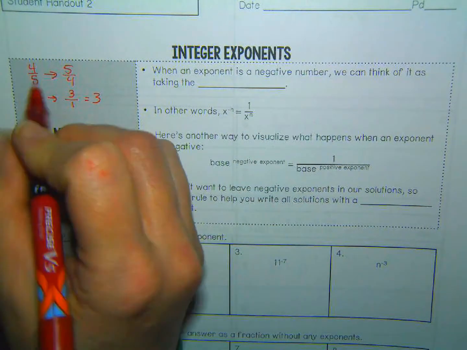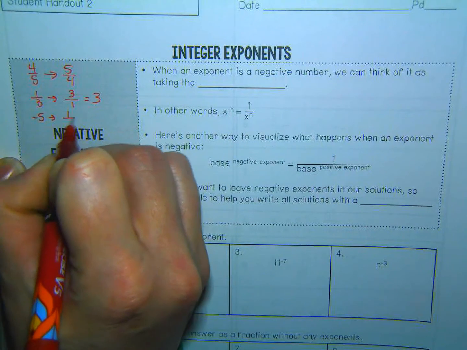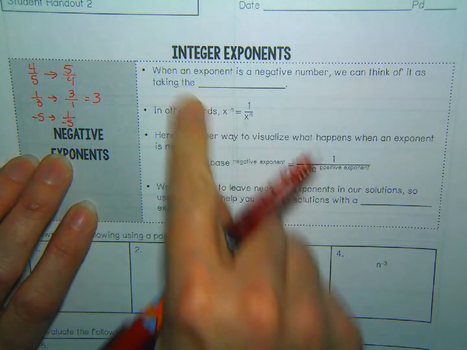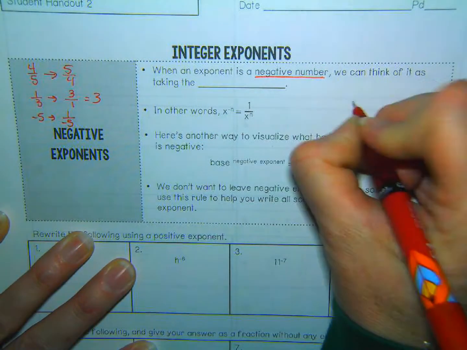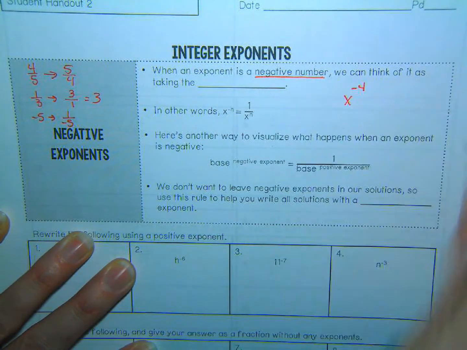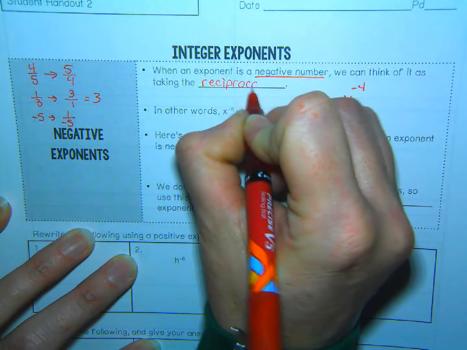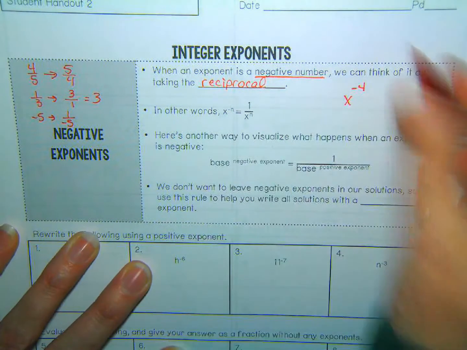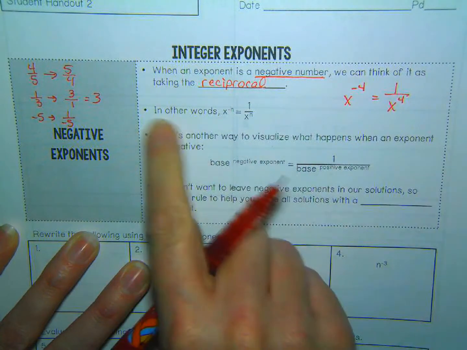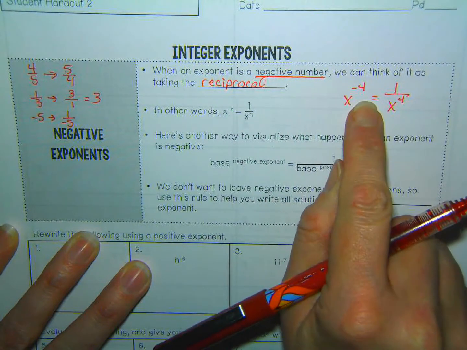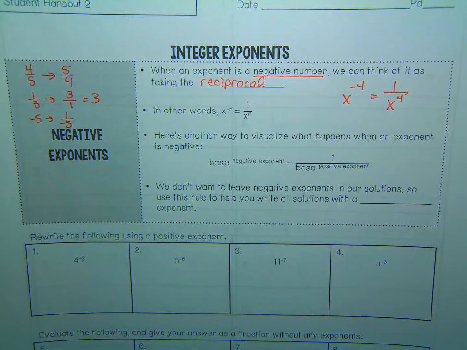The reciprocal of negative 5 is 1 over negative 5. So when the exponent is a negative number, like x to the negative 4th, we can think of it as taking the reciprocal. So in other words, this is really the same as this. So x to the negative 4 is equal to 1 over x to the positive 4. So it's taking the reciprocal.